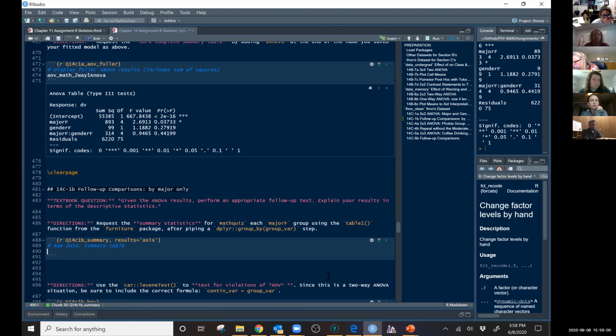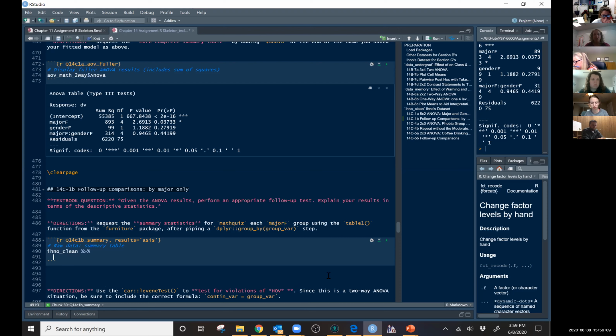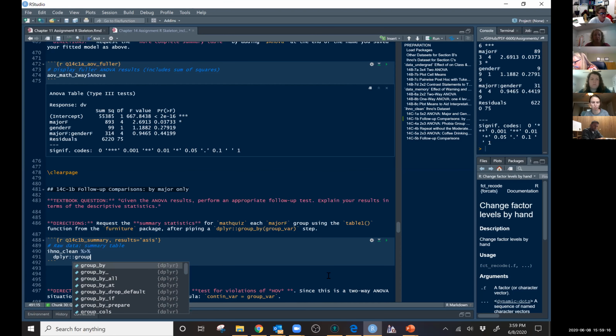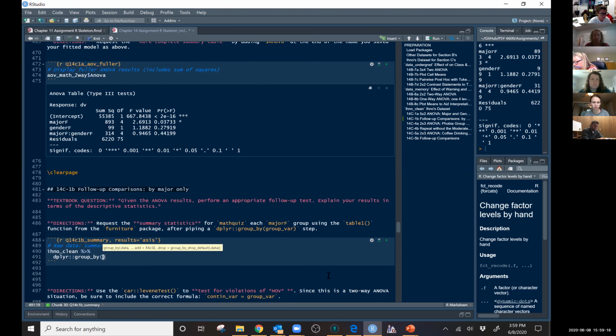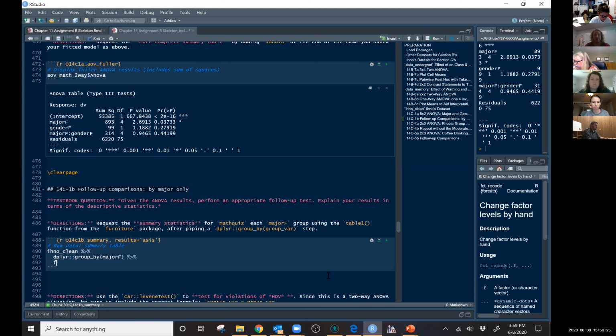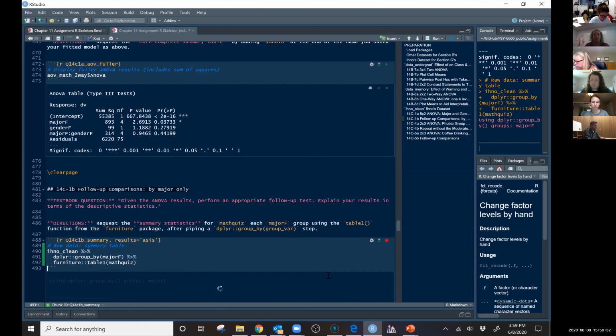Okay, so if we're going to start with our data set, clean, and we're going to do columns in our table. We're going to dplyr group by one of our variables. Which variable are we going to group by? Major. And then we're going to make a table for the math quiz scores.